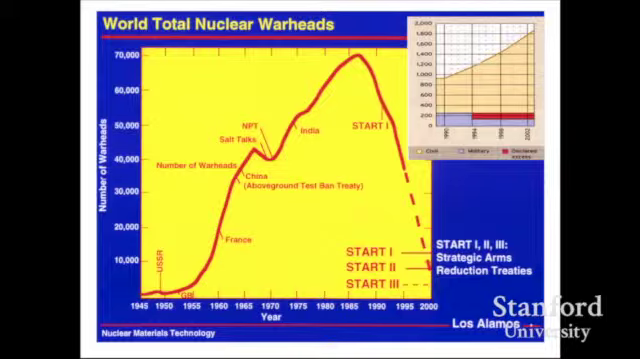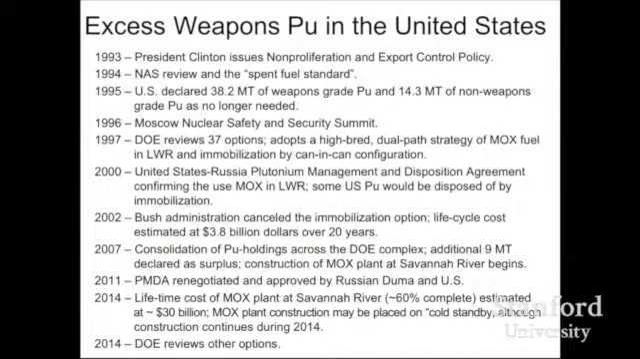And this resulted in each country having about 50 metric tons of plutonium that they're obligated to get rid of, and that's the red horizontal line here. Okay? This is the so-called excess weapons plutonium. And so in the early 90s, the issue of dealing with this excess weapons plutonium really stimulated a lot of the research that I've discussed.